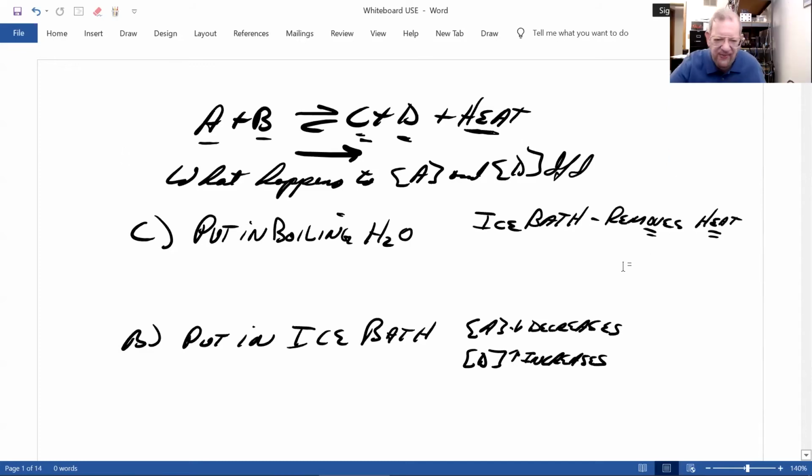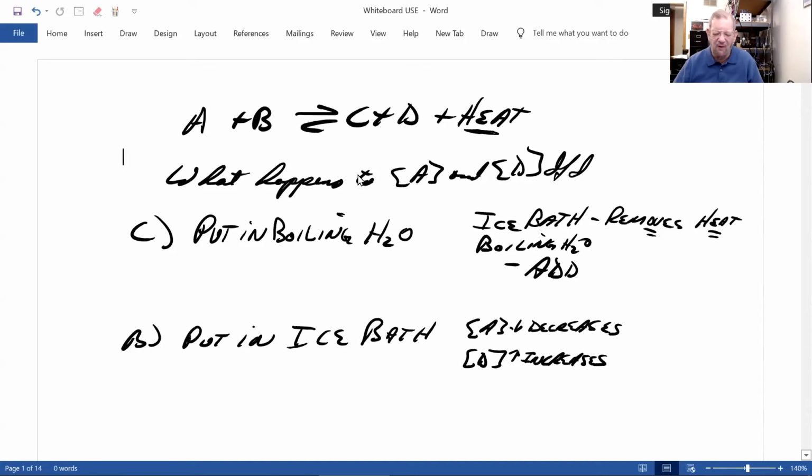Let's do this one. The question is, what happens to the concentration of A and D if I put the reaction in boiling water? And at equilibrium, let me clean this up. Oh no, I just killed A. At equilibrium, there's a certain amount of A, B, C, D, and heat. By putting it in boiling water, boiling water adds heat. So by doing that, we've got too much heat.